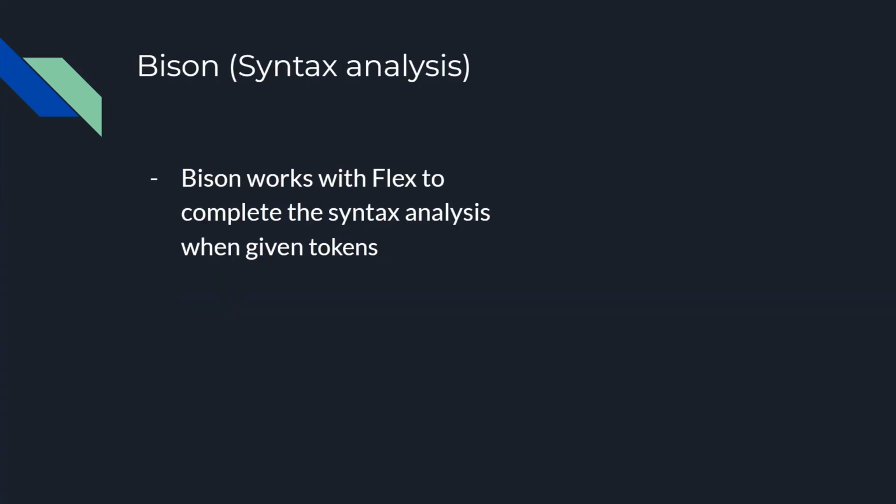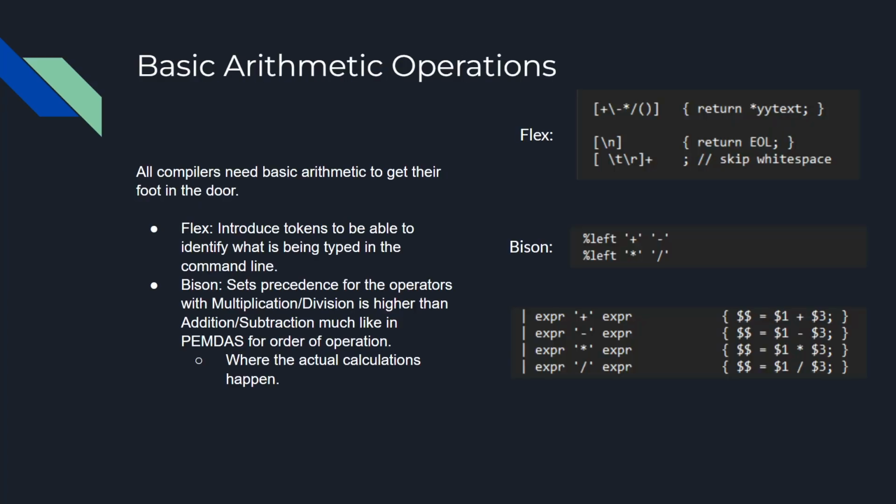For Bison, Bison is simply a syntax analyzer. So Bison works with Flex to complete the syntax analysis when given the tokens, and then execution. So we started off with basic arithmetic operations. These are the cream of the crop of compilers, your most basic functions. So here we got addition, division, multiplication, and subtraction.